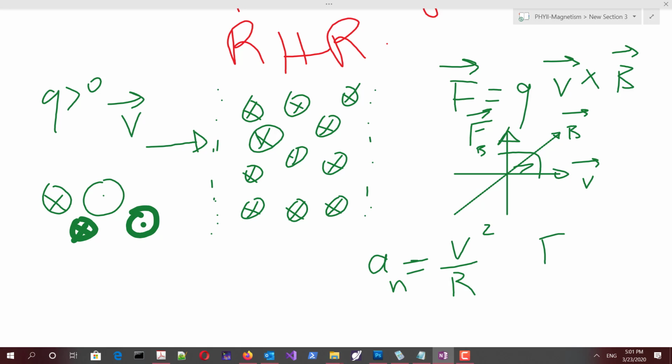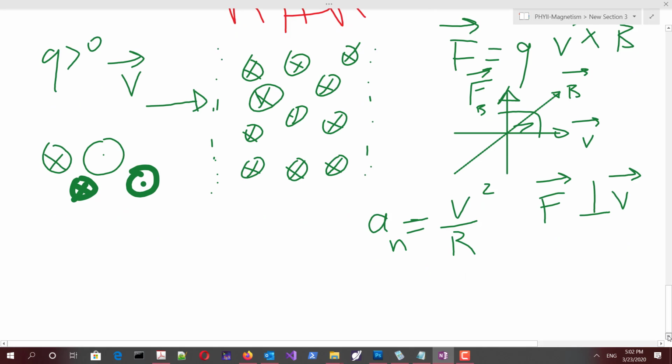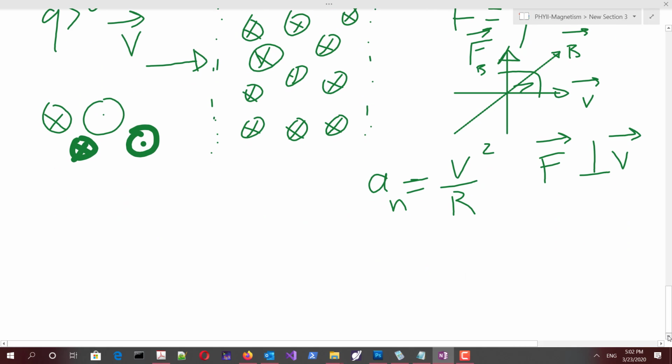Because F is perpendicular to V. That is the whole business here, that this force is a result of the cross product of V with something else, so F must be perpendicular to V. Therefore, this motion must be a circular motion whose acceleration is going to be V squared over R. That means that the magnitude of V does not change. What changes in this problem is its direction.